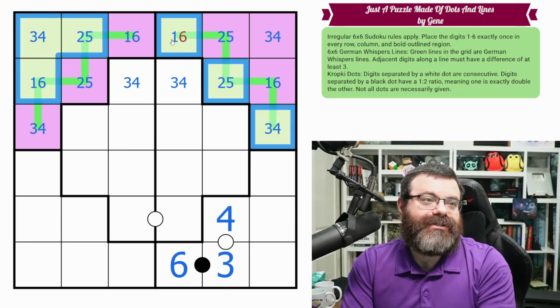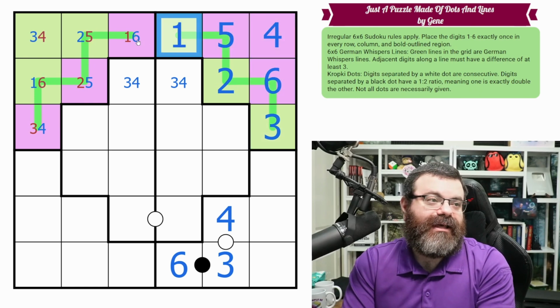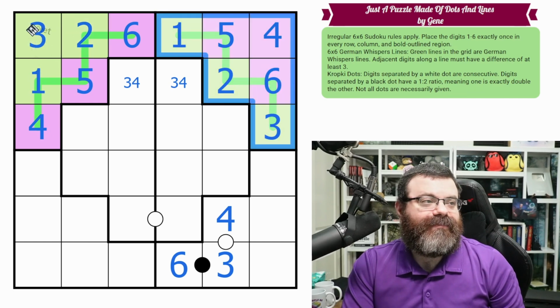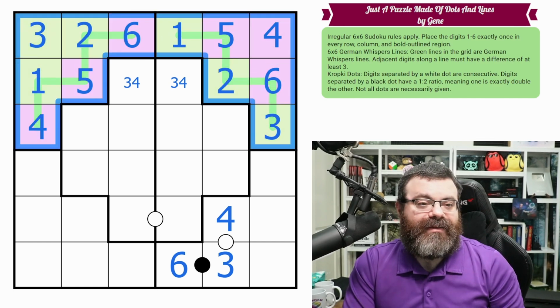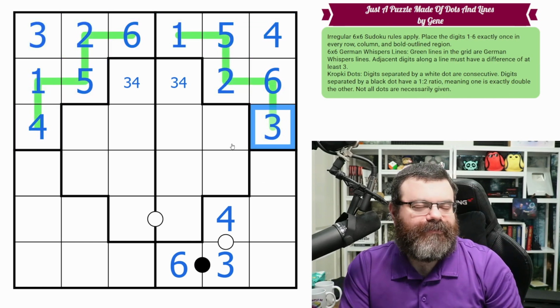I am going to actually just use digits here. So this is 1, 2, 3. This is 5, 4, 6. Notice they became actual digits now. This is 6, 5, 4, and this is 1, 3, 2. Now that they have names, I don't need them to have colors, and we don't have any more German whispers, so there's no point in keeping those colors.